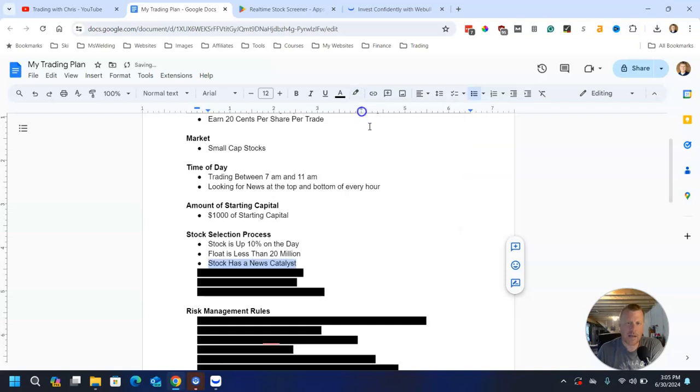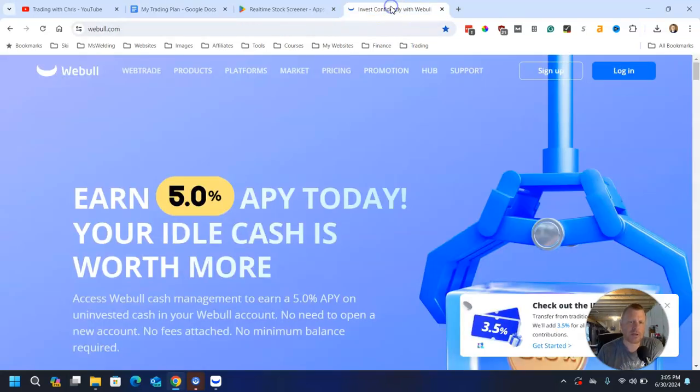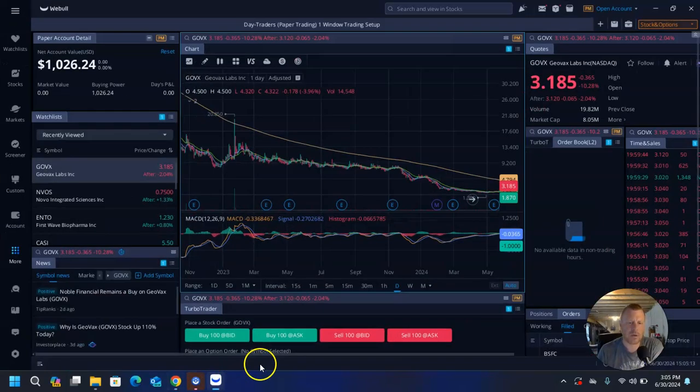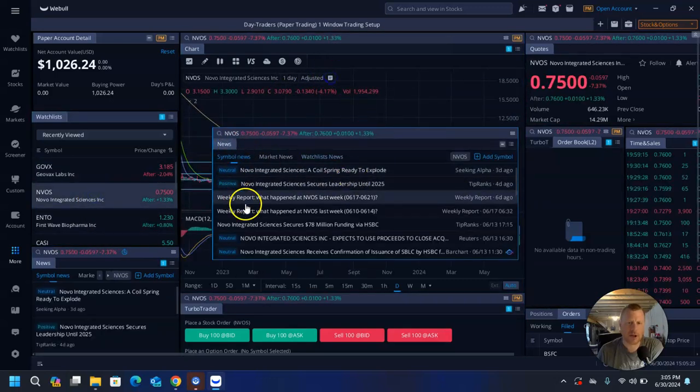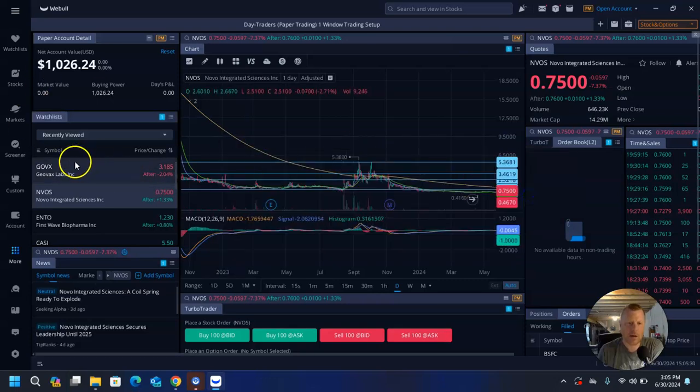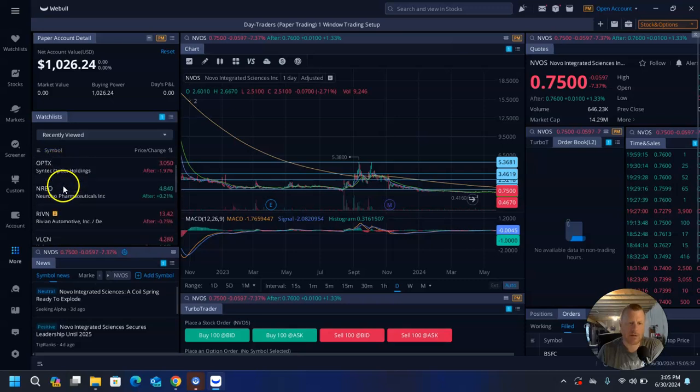So, all right. Next, we want to have a stock that has a news catalyst. It has to have news. And one thing that's really nice, I'll just switch screens here real quick, back here to Webull. What's really nice is when you go in, these stocks will give you all the news right here. So you don't have to go digging around on Google or anything like that to find all that news. It will tell you that right away. And a lot of times they'll have a yellow news box right here, and it'll show that there's news here.